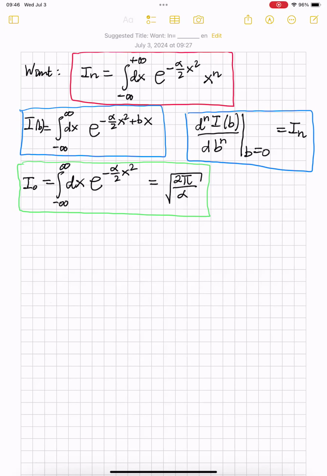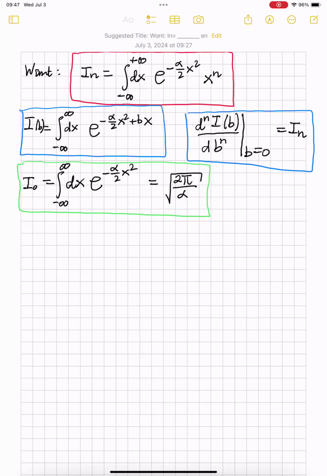Okay, great. So this is what we've done so far. We want to calculate IN. We've said to calculate IN, we're going to work out I of B in the blue box. And the reason why that's a good thing to evaluate is that by taking derivatives of I of B with respect to B and evaluating it at B equal to 0, we get IN. So our task now is to calculate I of B, and if we can do that, we've got IN.